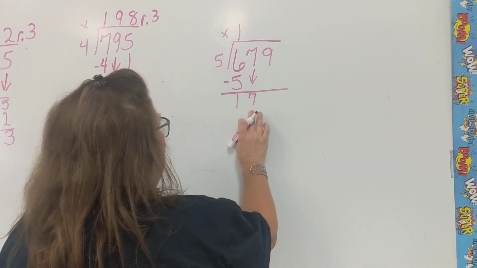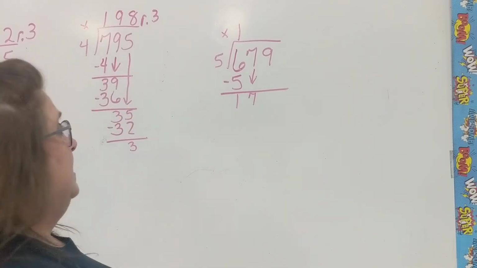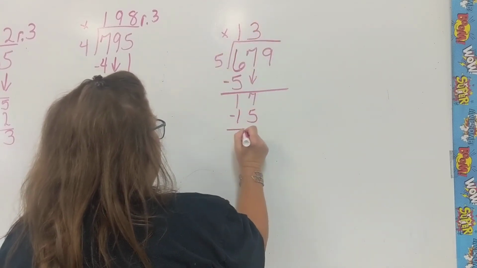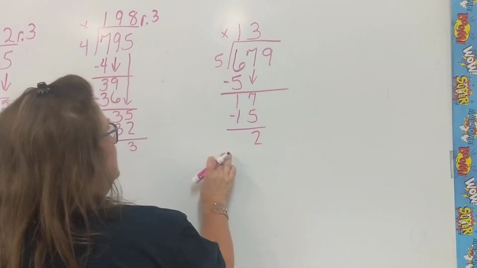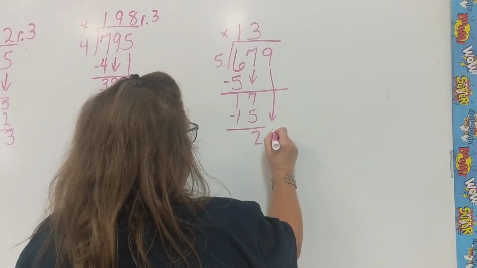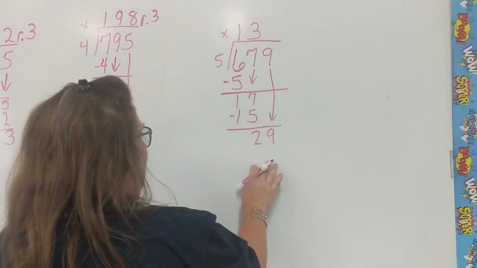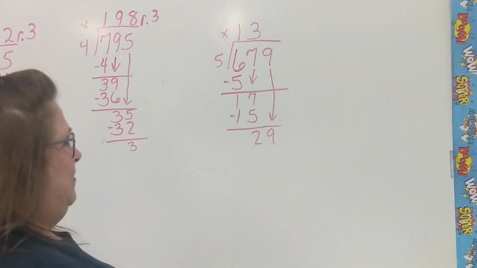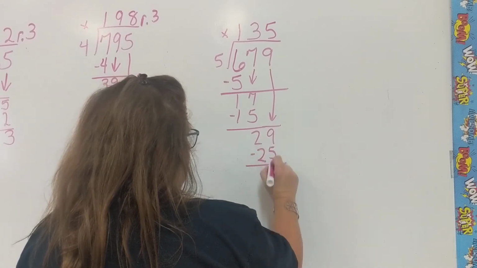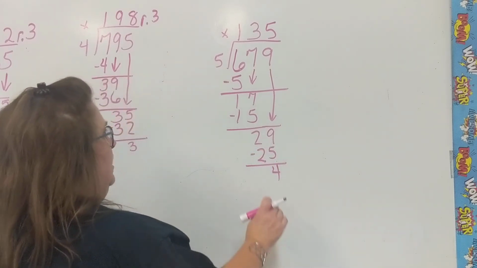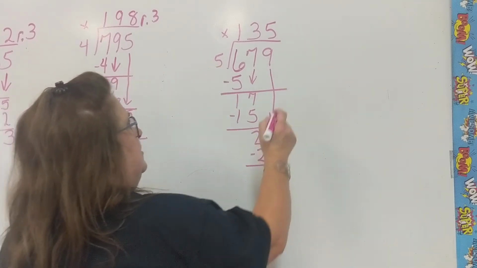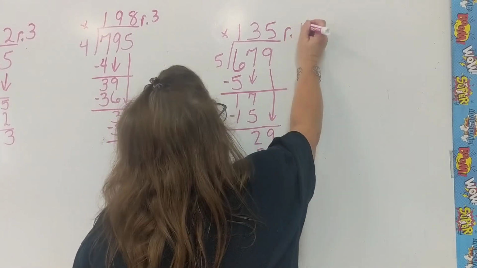How many times can 5 go into 17? 3 times. Our 3 goes above the 7. 5 times 3 is 15. We subtract. 7 minus 5 is 2. Is 2 smaller than our divisor? It is. We bring down the last digit, which is a 9. How many times can 5 go into 29? 5 times. Good job. And 5 times 5 is 25. We subtract. 9 minus 5 is 4. Is there anything else to bring down? Is 4 smaller than our divisor? So that will be our remainder.